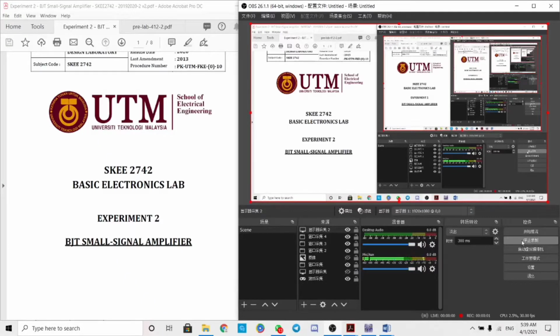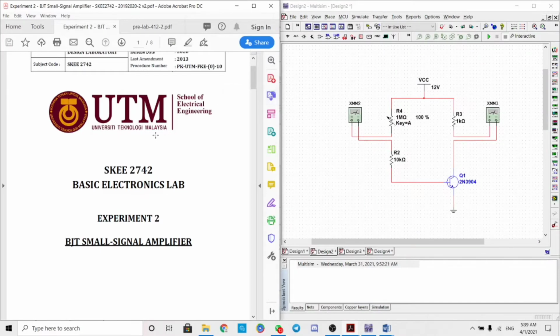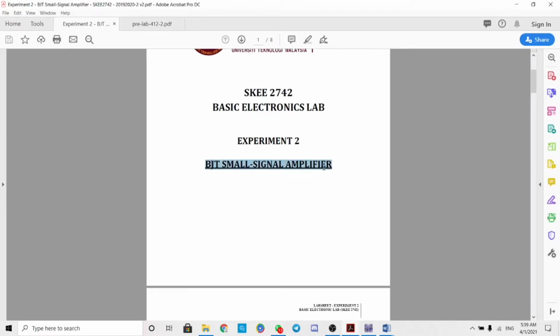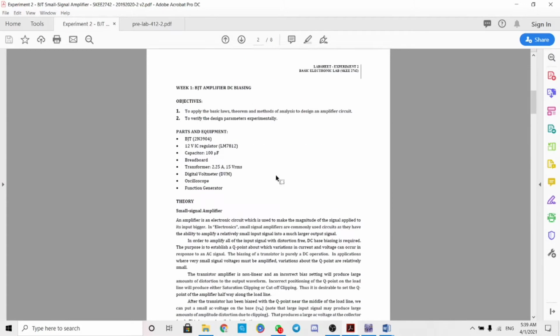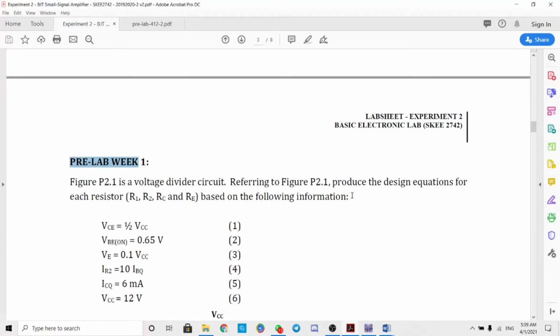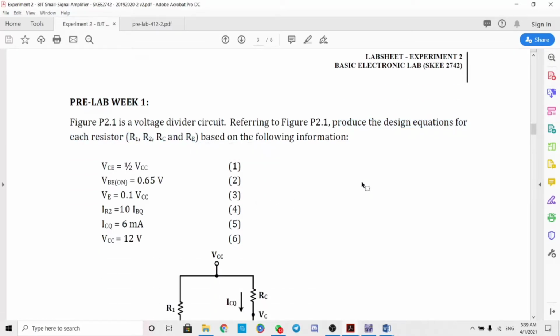Hi doctor, here is our video to show how the simulation was done for our in-lab experiment 2, the BJT small signal amplifier. First, we have done the Prelab question before the experiment day that produced the design equation for each resistor R1, R2, RC and RE based on the following information.